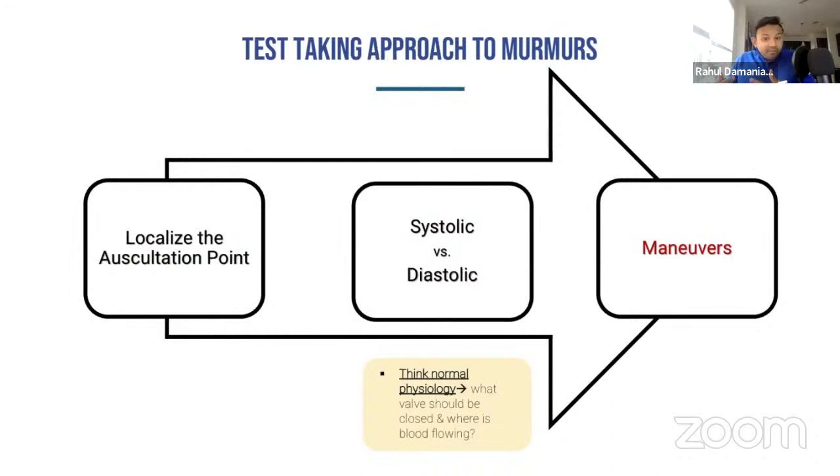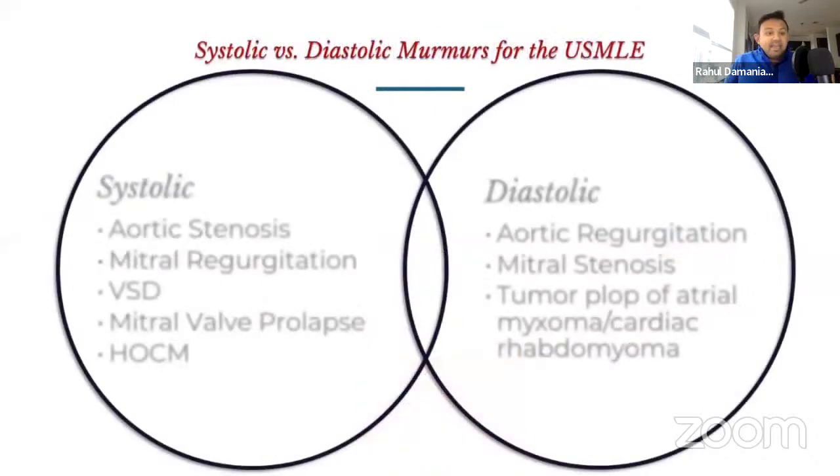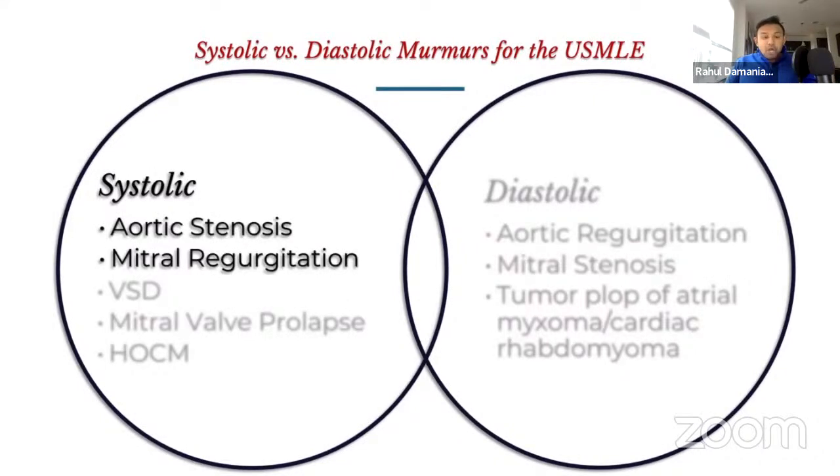And how do you tell the difference? Well, it's usually going to be based on location. So let's go ahead and synthesize this. Systolic murmurs are going to be things like aortic stenosis, mitral regurgitation. You're going to have VSDs. Those are usually going to be holosystolic murmurs, heard best at the lower peristernal border. You're going to have mitral valve prolapse, which is going to be heard at the apex. And remember, that comes with a mid-systolic click.